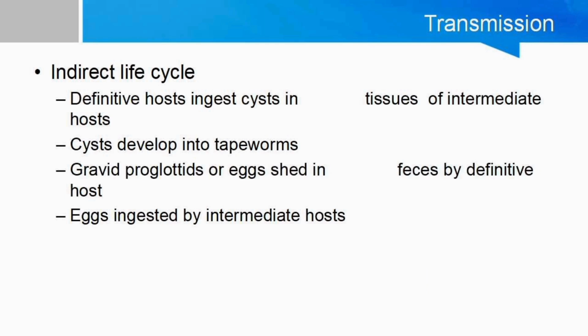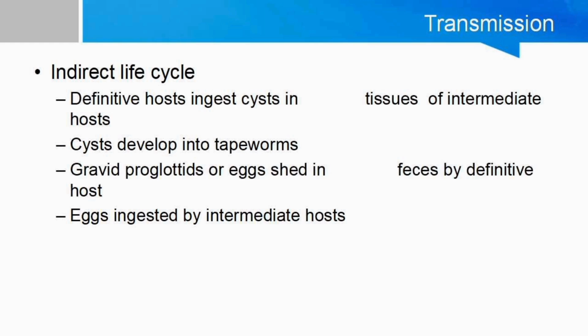Echinococcus species have an indirect life cycle and must develop in both an intermediate and a definitive host. In many cases, the parasite cycles through specific predators or scavengers and their prey. Definitive hosts become infected when they ingest the cysts in the tissues of the intermediate host. The cysts develop into tapeworms which mature in the host's small intestine.